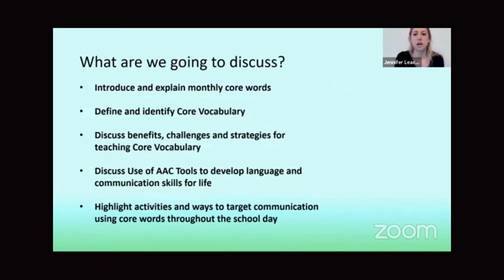Okay, so what are we going to discuss? So I'm going to introduce and explain monthly core words. I'm going to define and identify core vocabulary. I'm going to discuss the benefits, challenges, and strategies for teaching core vocabulary. I'm going to discuss use of AAC tools to develop language and communication skills for life. And I'm going to highlight activities and ways to target communication using core words throughout the day.